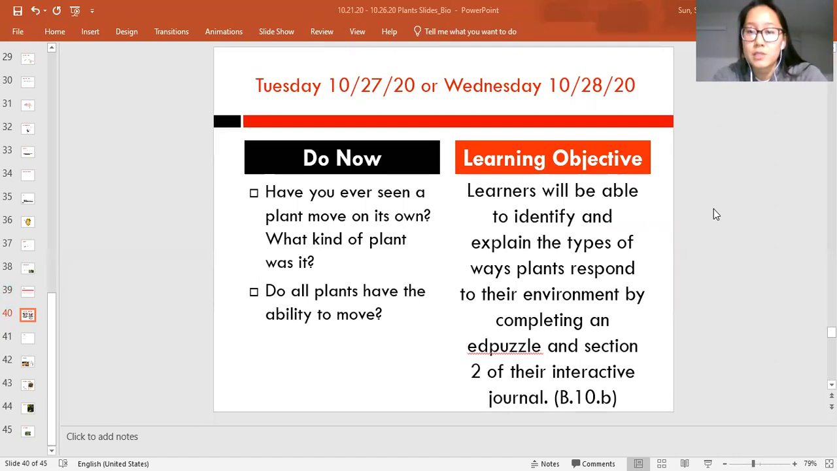So learners will be able to identify and explain the ways plants respond to their environment by completing this Edpuzzle and their interactive notebook. And make sure you turn it in, because after this we have a review and a test, so we're not going to be doing any more interactive journal for this week.